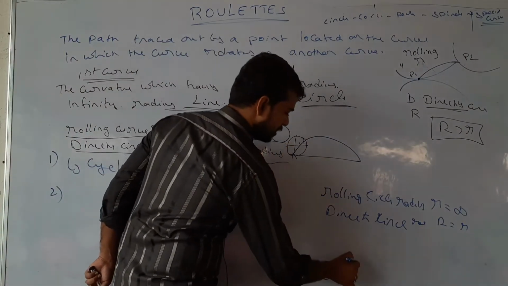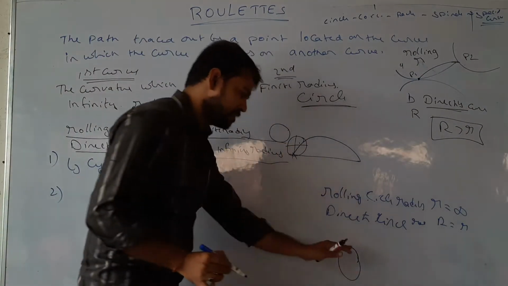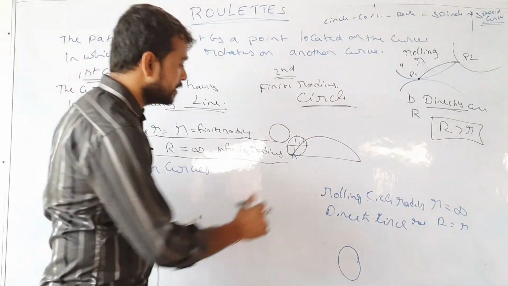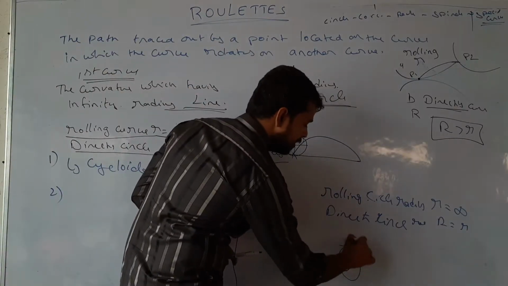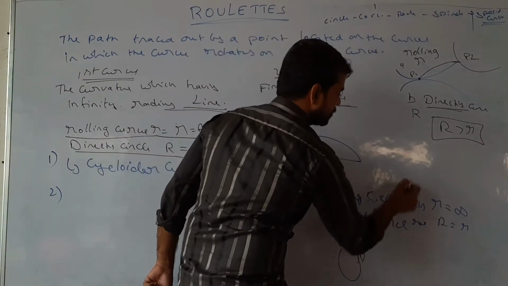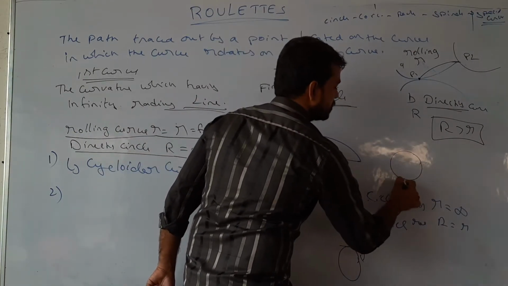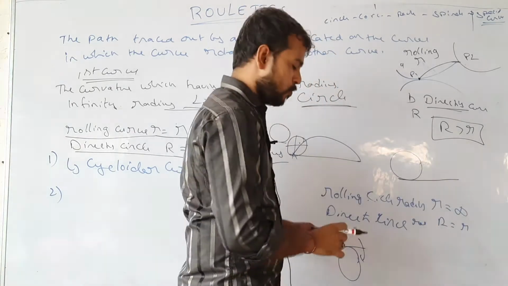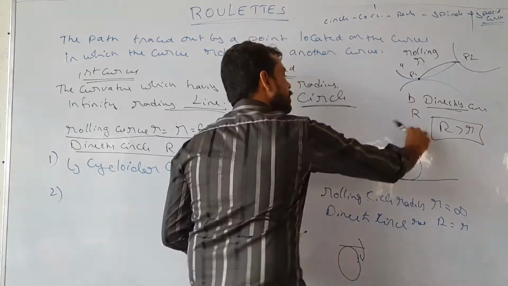The dissecting circle will stay like this. What will the rotating curve do? It's a straight line. This straight line will rotate like this. See, this is the circle and this is the line. The line will rotate like this.